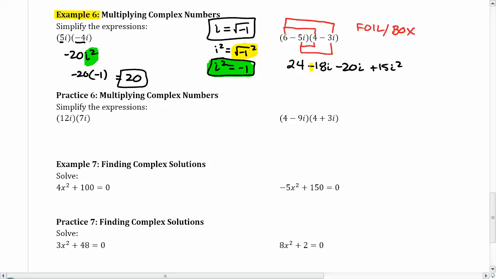What can we simplify? Well, we can combine these like terms in the middle, which I highlighted in yellow, and don't forget, i squared is equal to negative 1. So rewriting this line, we have 24, negative 18i minus 20i, just add or subtract those numbers, minus 38i. 15i squared, remember, i squared is negative 1, so that's plus 15 times negative 1. So what'll combine now? 24 plus 15 times negative 1, or 24 minus 15. That is going to give us 9 minus 38i.